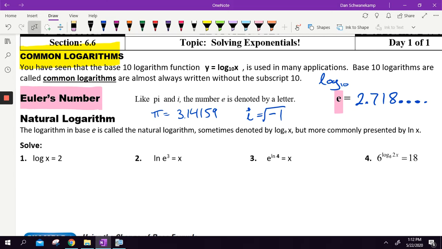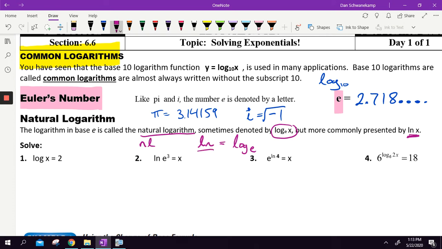With that being said, we are often going to see a natural logarithm. If you see ln on your calculator, ln is what we use for log with a base of e, more commonly presented as natural log of x. So when you see ln, it's the natural log.